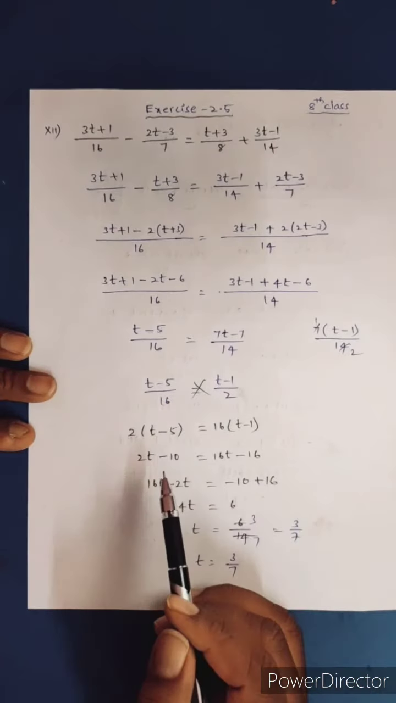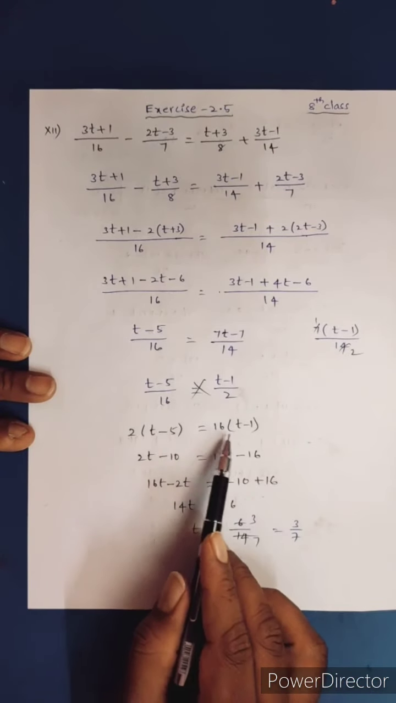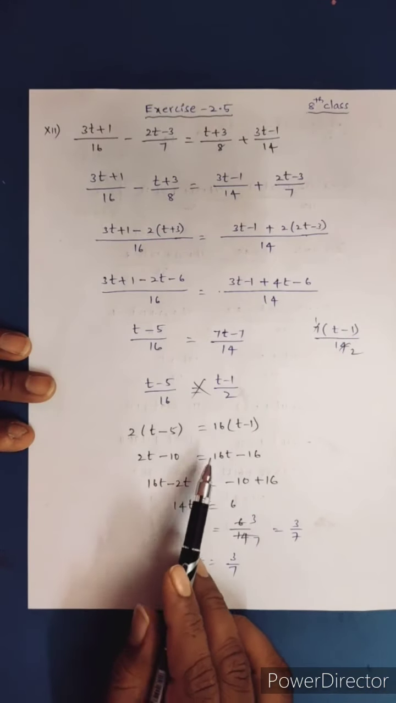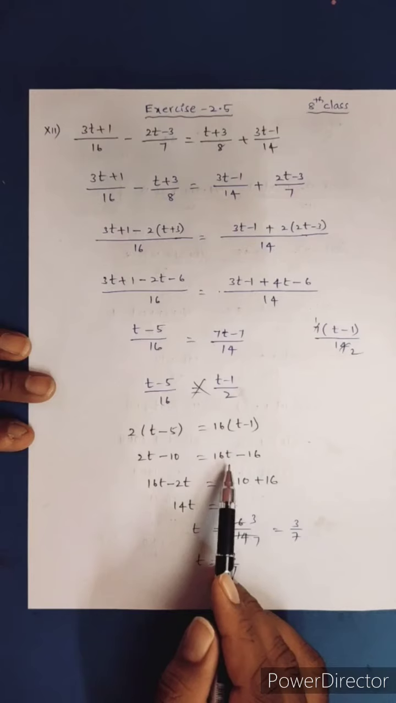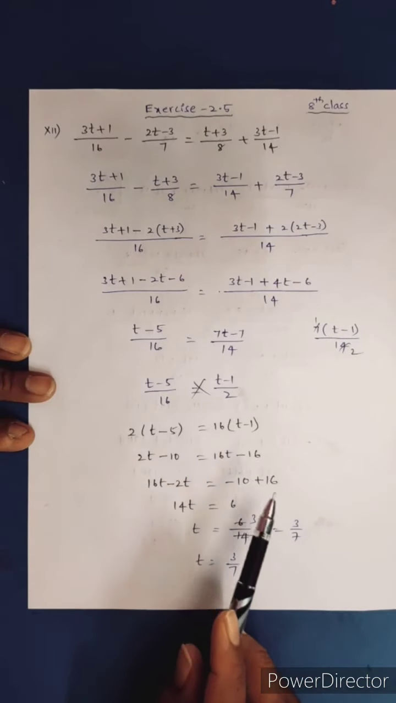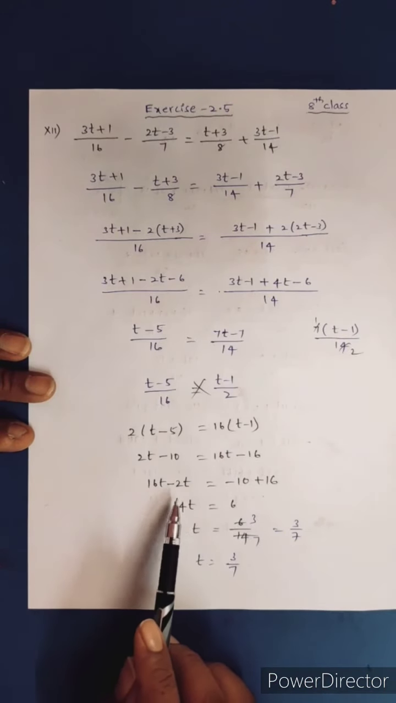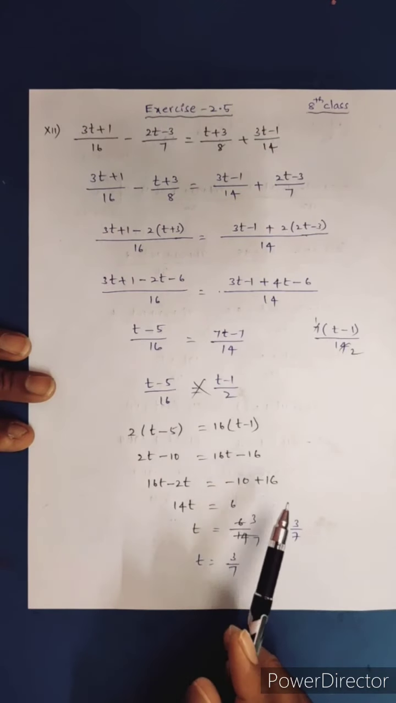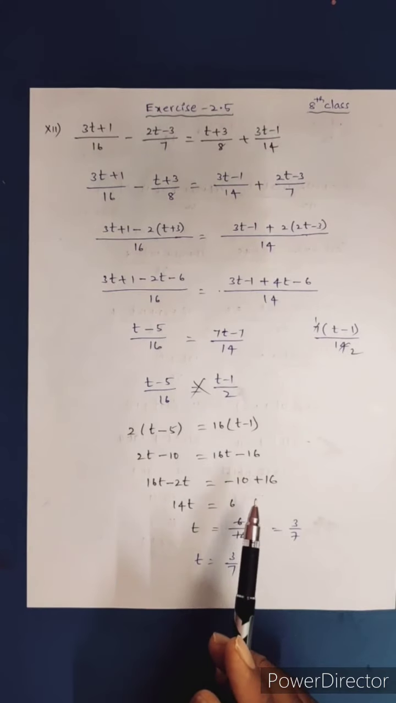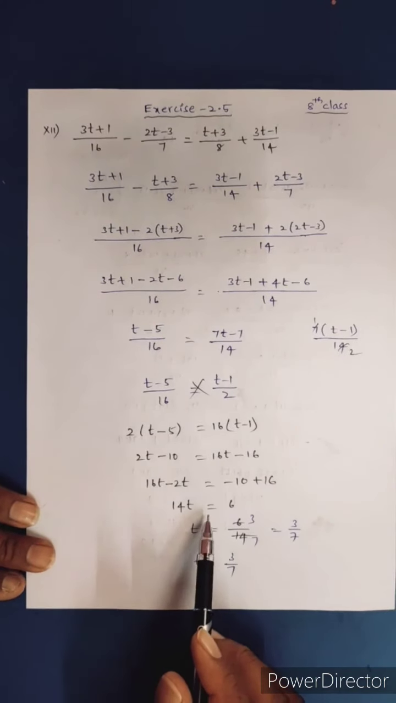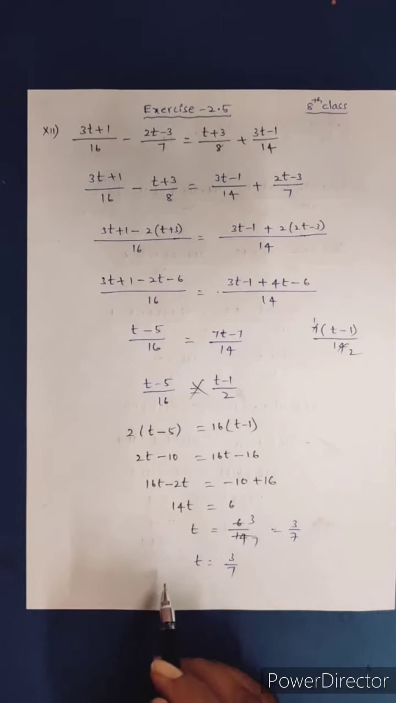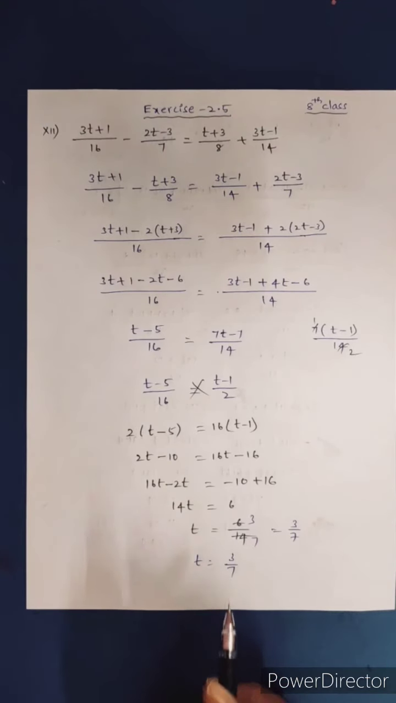Now do the cross multiplication. 2 of t minus 5 is equal to 16 of t minus 1. 2 into t 2t minus 2 5s are 10 is equal to 16 into t 16t minus 16 1 is 16. Take all variables one side. 16t minus 2t is equal to, already there is a minus 10. Send this minus 16 is equal to that side plus 16. 16t minus 2t, 14t is equal to 16 minus 10 plus 6. t is equal to 6 by 14. 2 3s are 6, 2 7s are 14. The value of t is equal to 3 by 7.